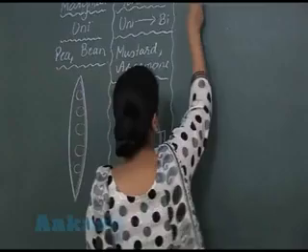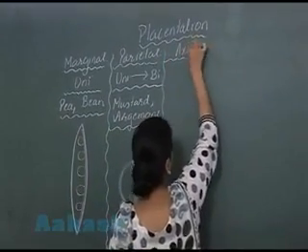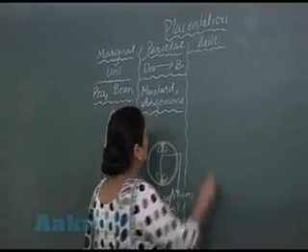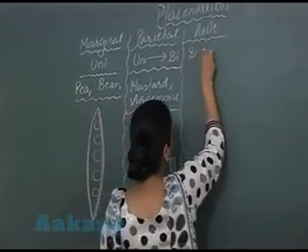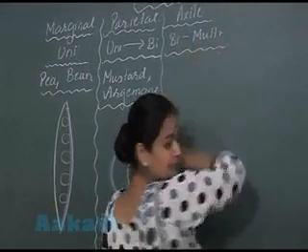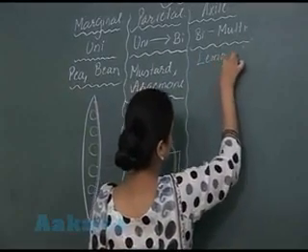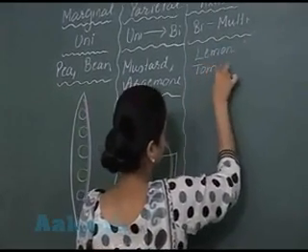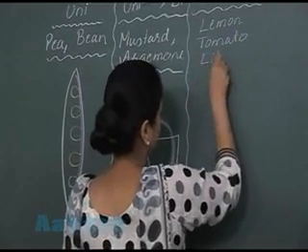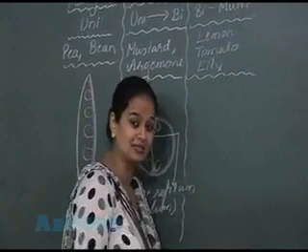Now the next one, that is axile placentation. In the axile placentation, the gynoecium is bilocular to multilocular. Axile placentation is present in the lemon, tomato, China rose, lily. और ये सारे एग्जाम्पल है एक्साइल प्लासेंटेशन के.